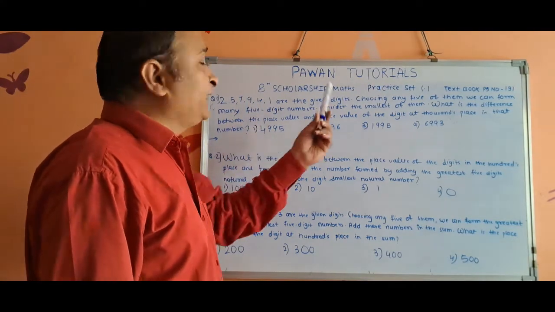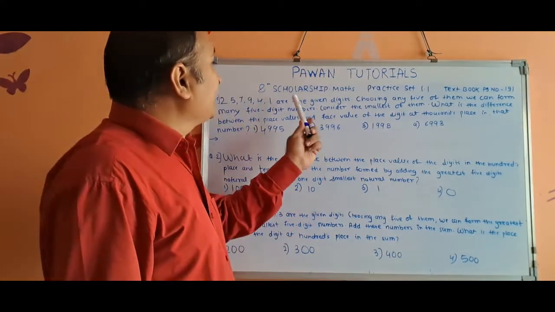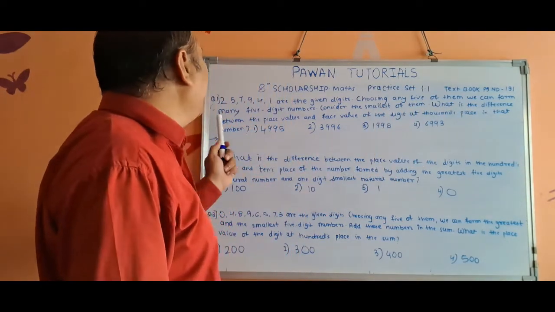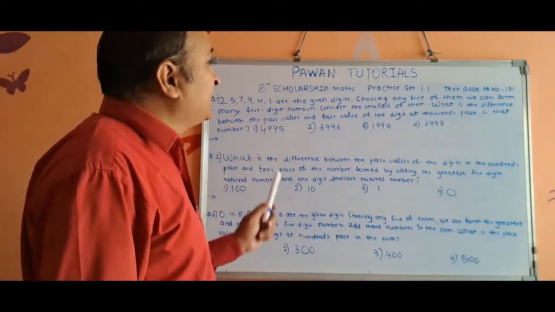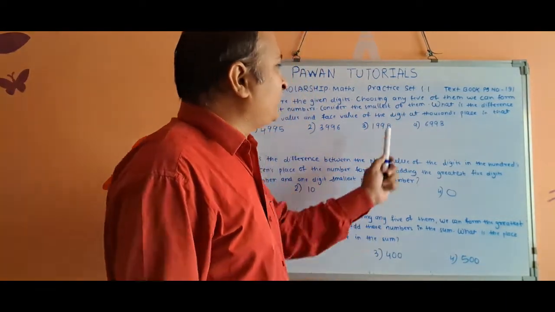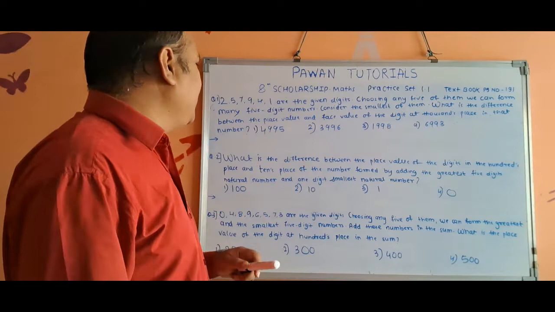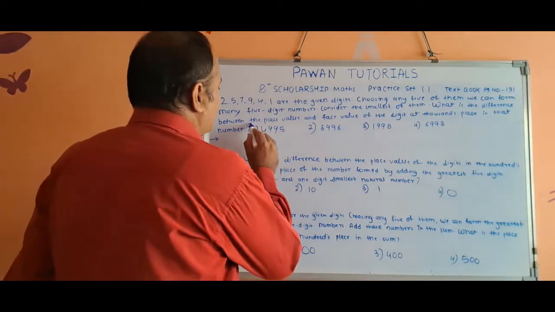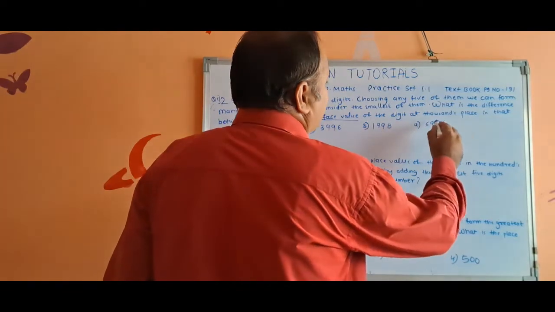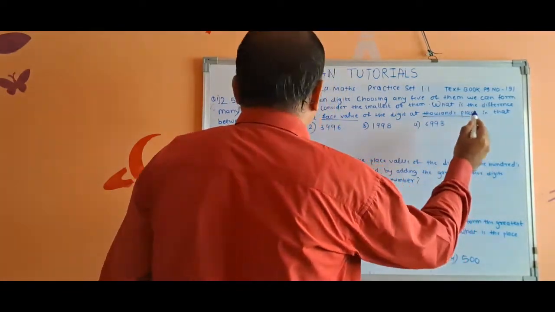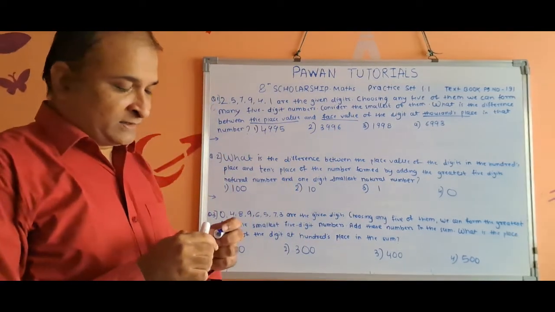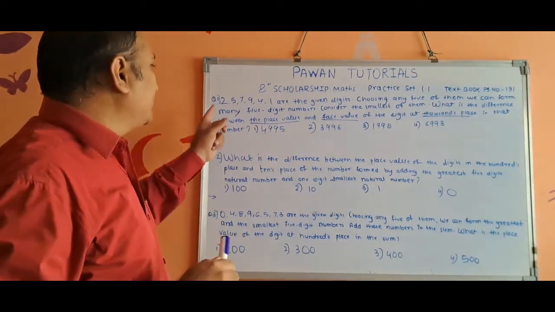In the first question, 257941 are the given digits. Choosing any 5 of them, we can form many 5-digit numbers. Consider the smallest of them. What is the difference between the place value and face value of the digits at the thousands place in that number?